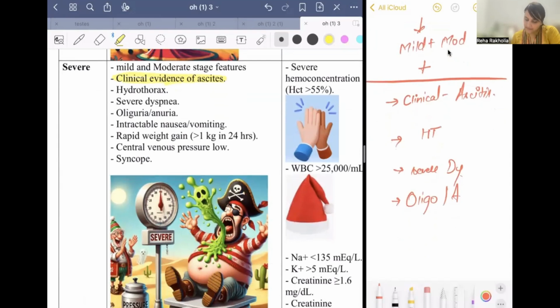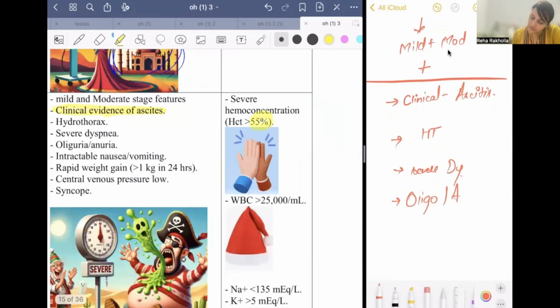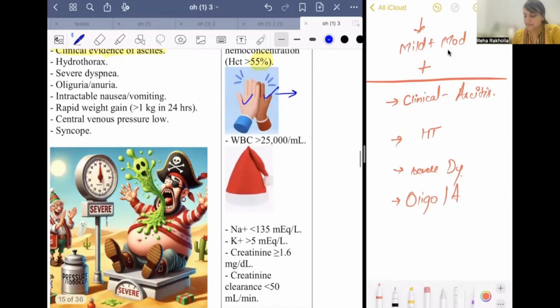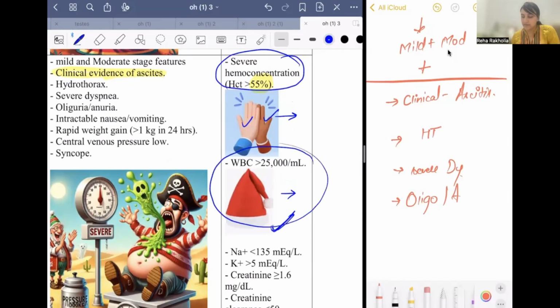See this picture mnemonic, you can see the number 55. I usually remember it by 2 people clapping, because 5 plus 5, 55. And 25 December is Christmas Day, so I remember with this cap, 25. So basically hematocrit and WBCs we can remember by this.